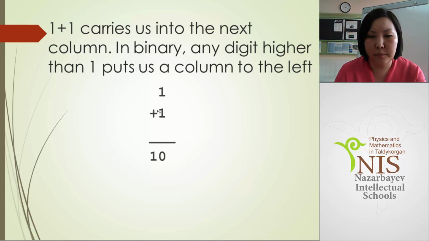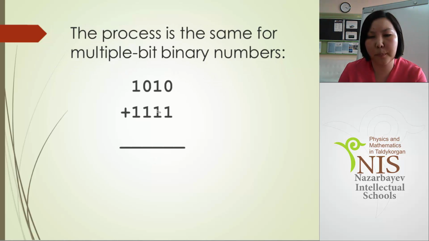But after that, we came to 1 plus 1, which carries us into the next column. In binary, any digit higher than 1 puts us a column to the left. It means that 1 plus 1 gives us the result 1, 0, like a 10 in decimal. The process is the same for multiple-bit binary numbers.